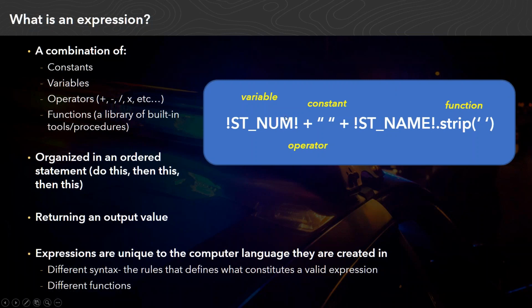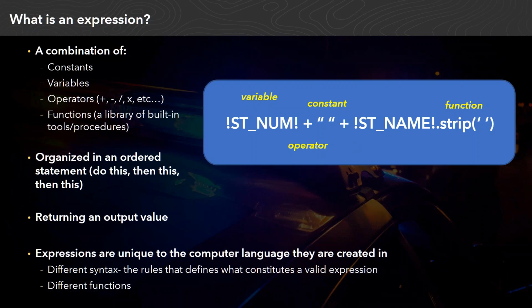We're combining a street number variable with a space and a street name variable to create a complete address. And we're stripping extra spaces that might exist on the street name address. This is an example of what a simple expression might look like in Python.